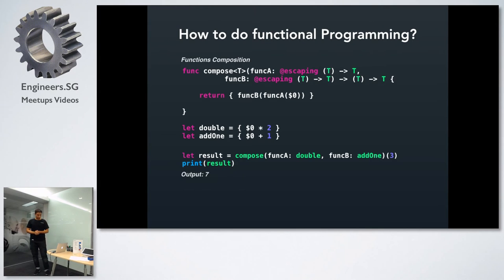Let's say, for example, in here, I have a variable double, which whatever parameter you get in, which is $0, times 2 to it. And you also have another function, add one, which takes $0 and plus one to it. Then the composite function, you can combine the double and add one, and you also pass an additional parameter to the end. This function can combine everything together and return back the value to you. Let's go to the demo.